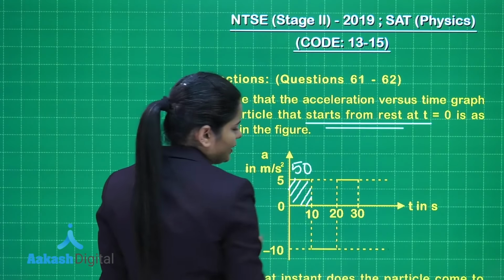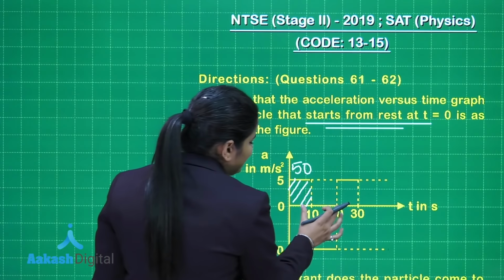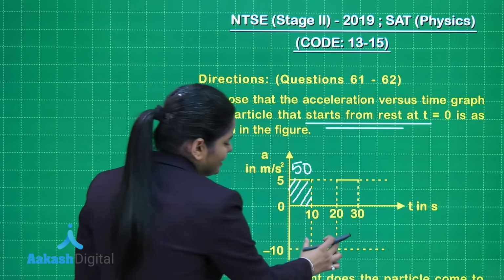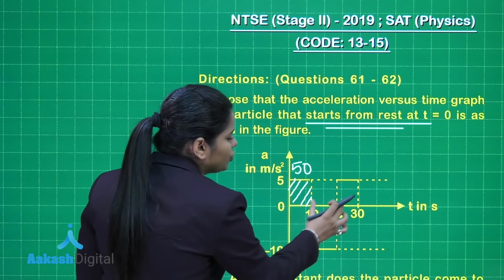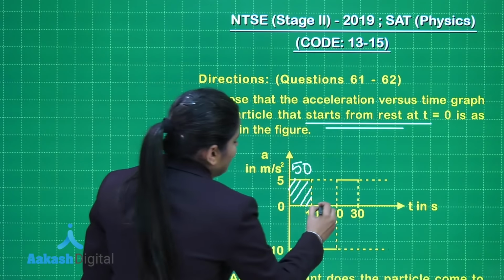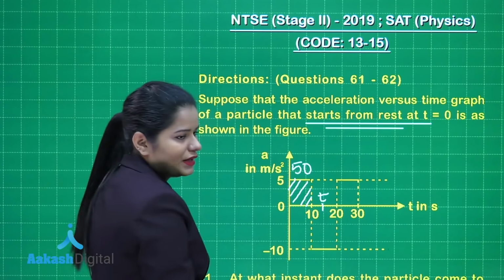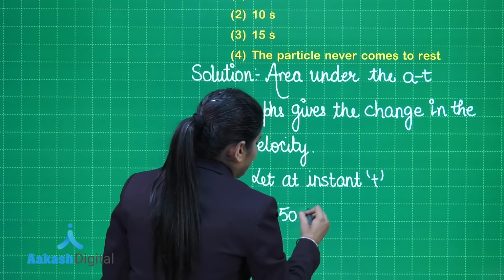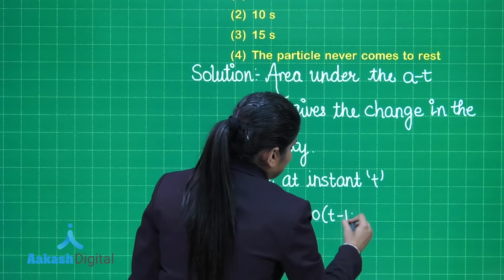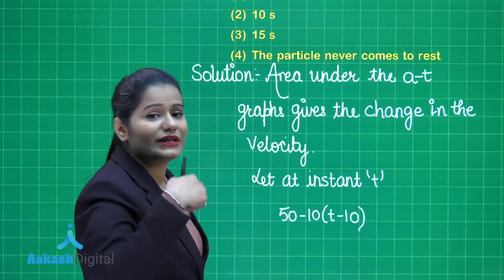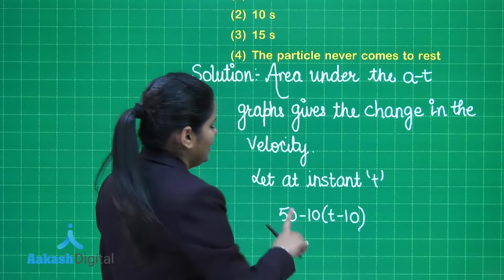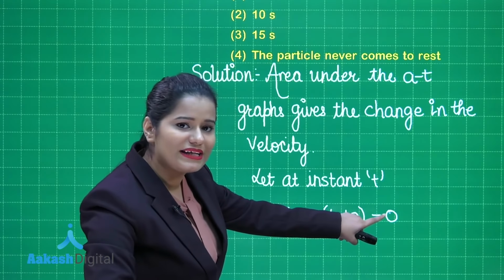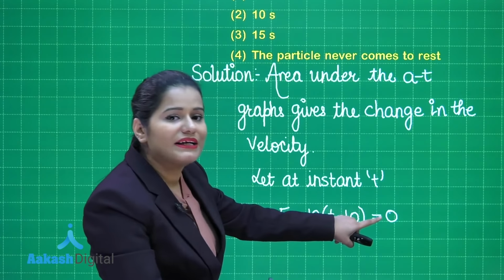so this is 50. Now here we are assuming that in between 10 to 20 seconds the particle is moving with negative acceleration. So in the time interval 10 to 20 seconds, the particle will come to rest. Let us suppose the time instant is t. Now I can write 50 minus 10 times (t minus 10). t is the instant at which the particle will come to rest for the very first time. Now this should be equal to 0. Why am I writing 0 here? Because initially the particle was at rest and now at time t the particle is again at rest.